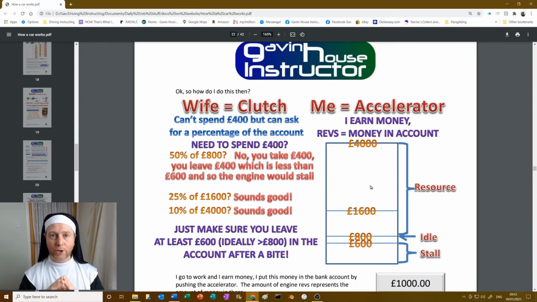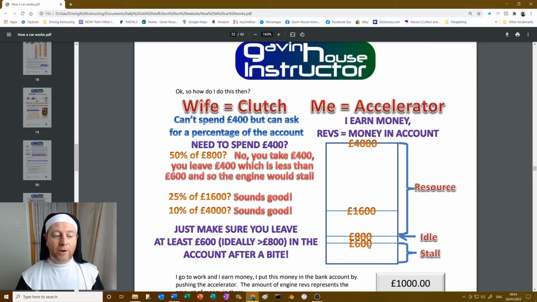When you think about a clutch and the accelerator, they are two separate things. And you could think of the accelerator as Gavin, who goes to work and he earns money, and he puts that money in a bank account. Okay, so here is the money that Gavin earns and he puts into the bank account. We could say, to go back to what we were talking about before, because remember this is basically an engine and an engine is a resource, well so is a bank account, it is a resource.